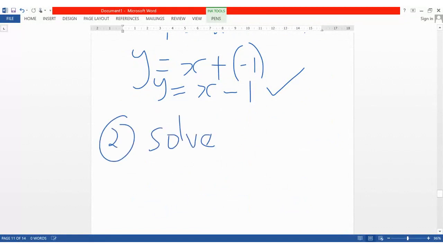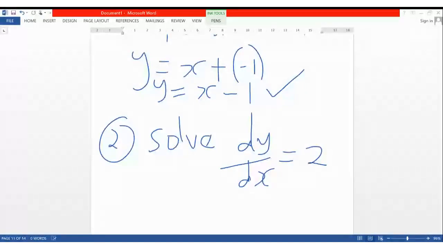dy dx is equals to 2. We solve for that one. So now this one is almost the same as what we had, but we need to manipulate this one.